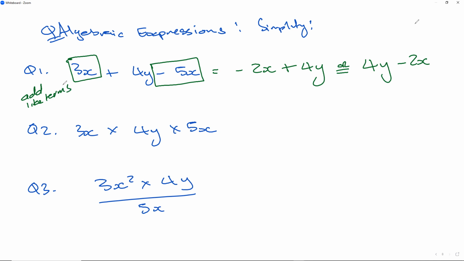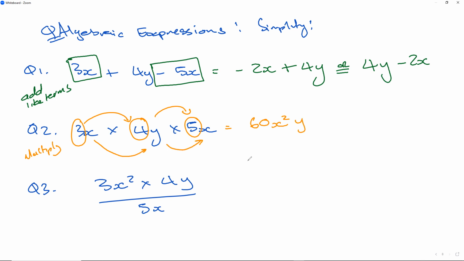The next one we're going to be multiplying, but it doesn't matter if the terms are like or not. So here we're multiplying. What we do is we multiply the numbers first together. 3 times 4 gets you 12, 12 times 5 gets you 60. X times y gets you xy, times x becomes x squared y.